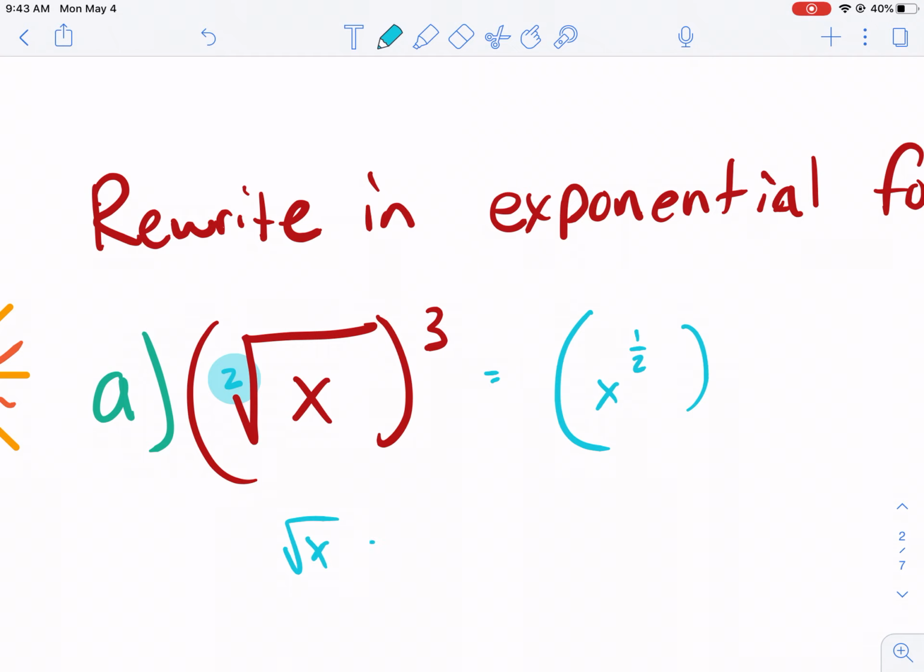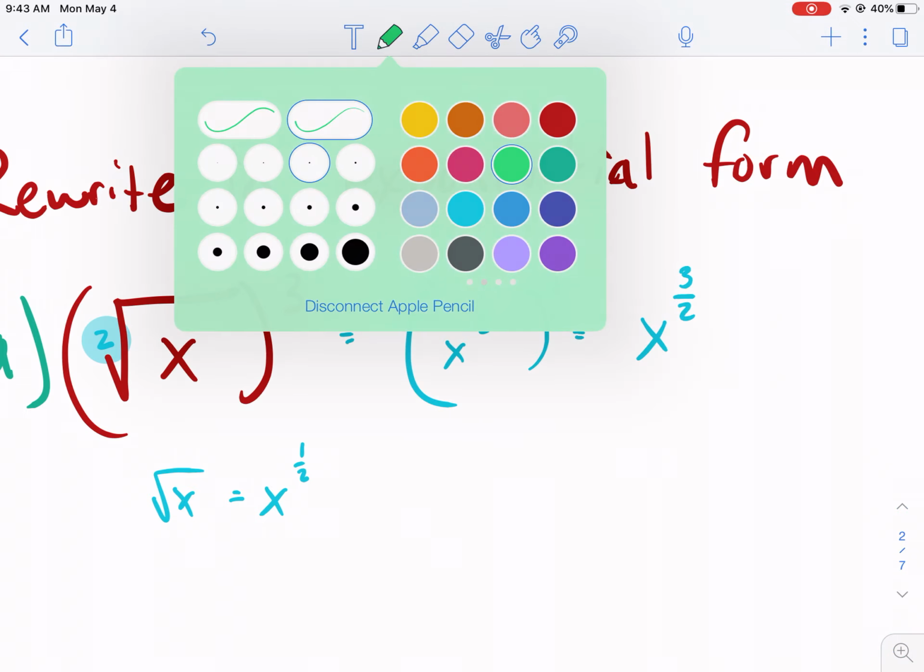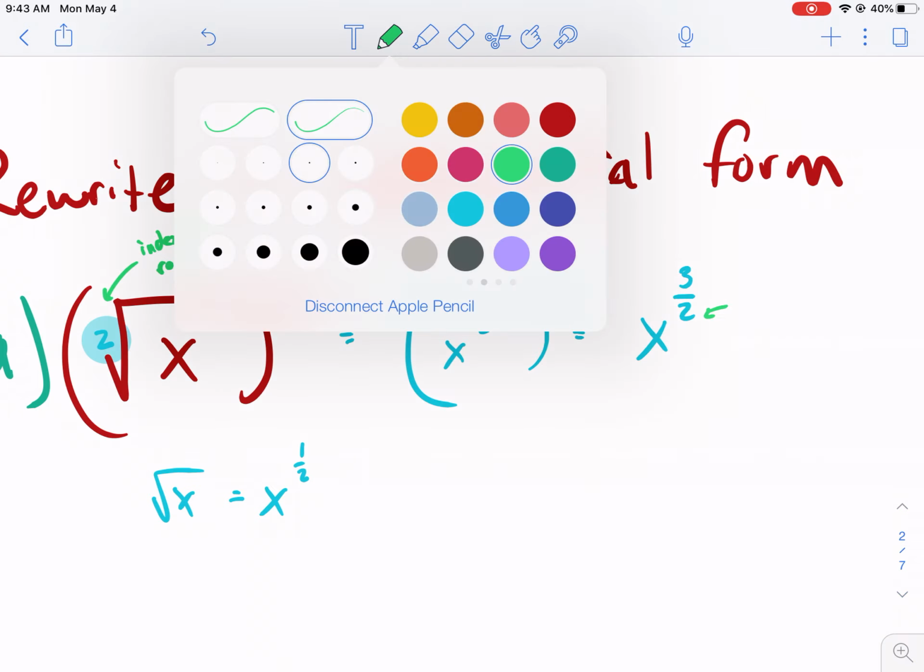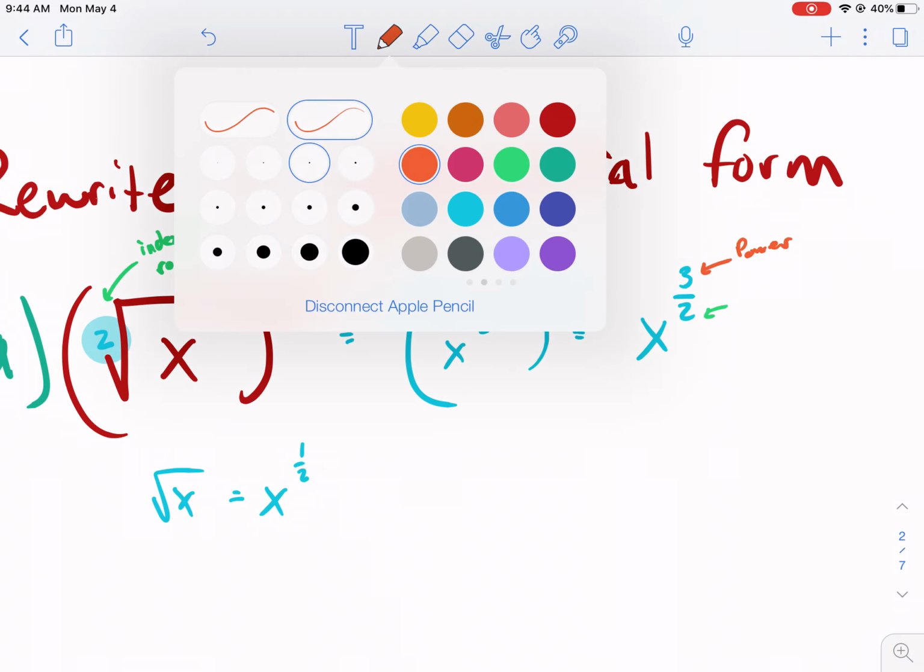So anytime you have a square root, it's always going to be equal to 1 over 2 for the power. Now we're raising this to the third power. So we multiply exponents, so we get x to the 3 over 2. A quicker way to do this problem is to recognize that this is going to be the bottom because this is the index of the root, and that goes in the bottom. And then we have a power, and that goes in the top. So we have the index of the root in the bottom.